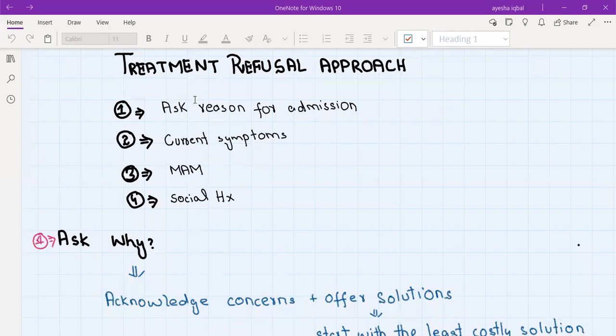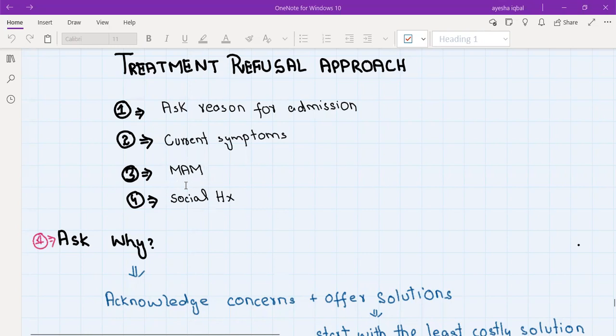If he's not admitted, then you can ask, what symptoms did you have when you were diagnosed, and how are you doing now? So you check the current symptoms of the patient as well, if he is out of danger and the red zone at the moment. Then a short history about any other medical conditions that the patient might have, any allergies, and any medications. So MAM stands for medical conditions, allergies, and medication.